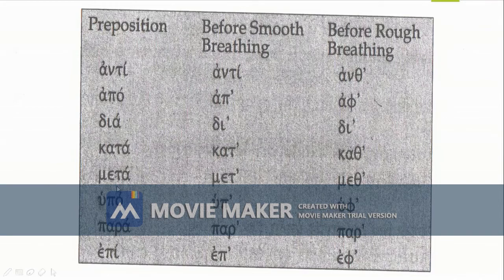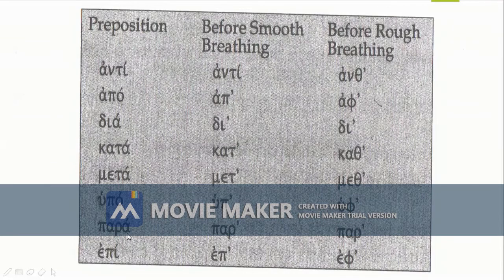The same is true with meta. Before smooth breathing, it's still met, with a tau. And before rough breathing, it becomes meth. Next, the preposition is hupo. Before smooth breathing, it is hup. And for rough breathing, huph. So the pi was changed to phi.